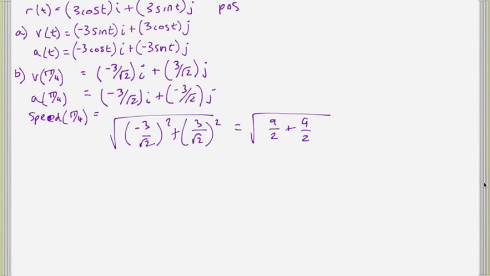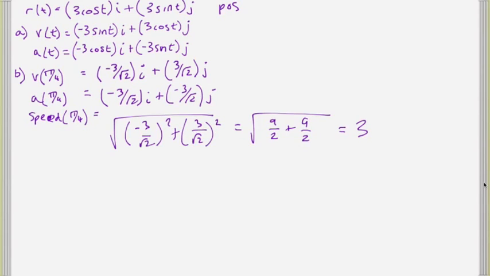Squaring something just makes it positive. So I end up with 9 over 2 for both of them. Speed is the magnitude of velocity. So I get 9 halves plus 9 halves, which is 9, and the square root of 9 is 3. So the speed is 3 on this.